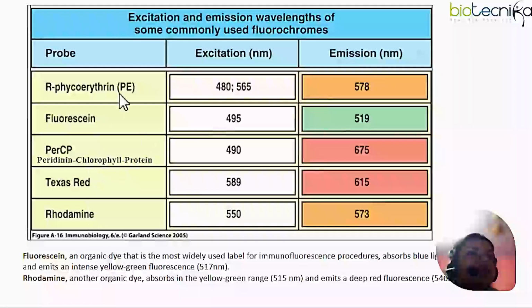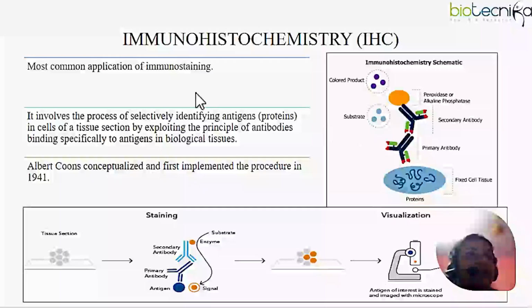These are the different types of fluorophores that we use: either PE or fluorescein or PerCP or Texas red or rhodamine. In most experiments, you will be using fluorescein or rhodamine since they fluoresce at different wavelengths. Your fluorescein is mostly going to absorb blue light and it emits a yellow-greenish light, whereas your rhodamine will absorb in the yellow-green range and it will emit a deep red light, which can be easily detected. The next technique is your immunohistochemistry.